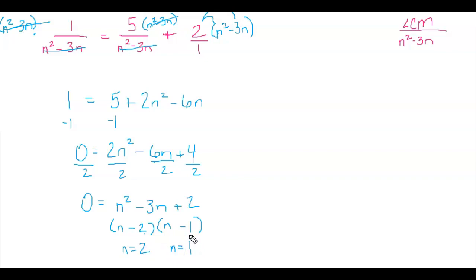Now we have to be careful and check for extraneous solutions. We want to make sure that none of the restricted numbers, so here n could not be 0 and n could not be 3, because that would give me 0 in the denominator, and neither one of these is 0 or 3. So we are good to go. They're not one of the restricted numbers.